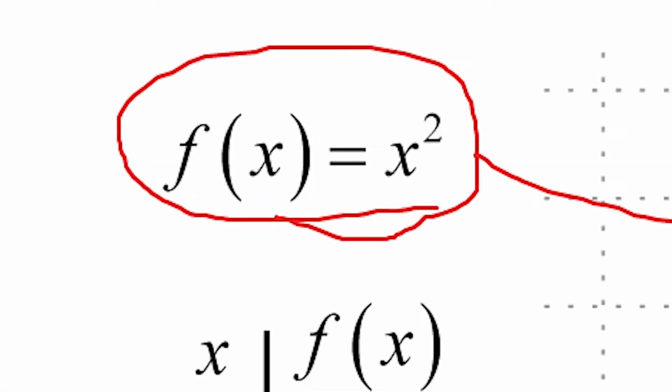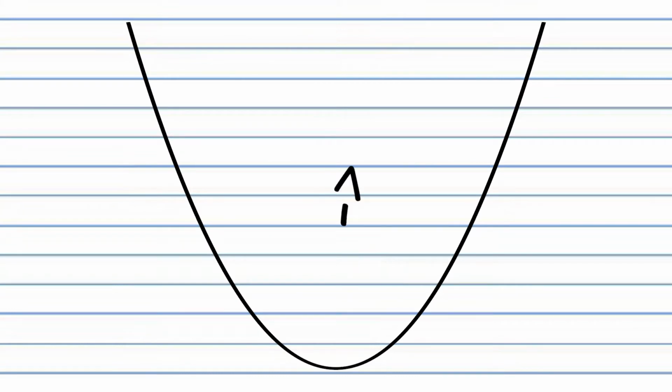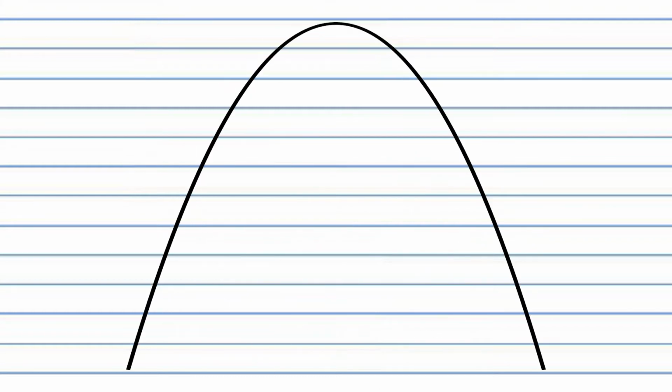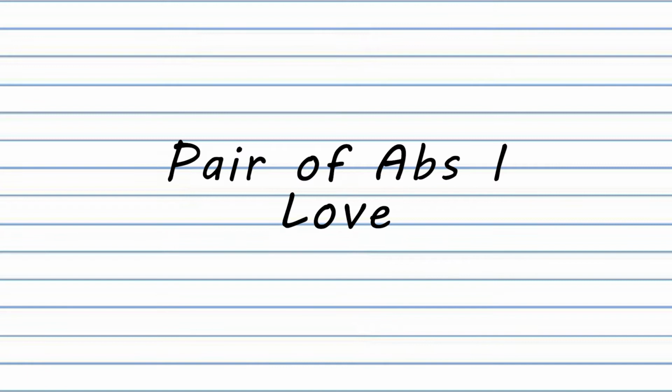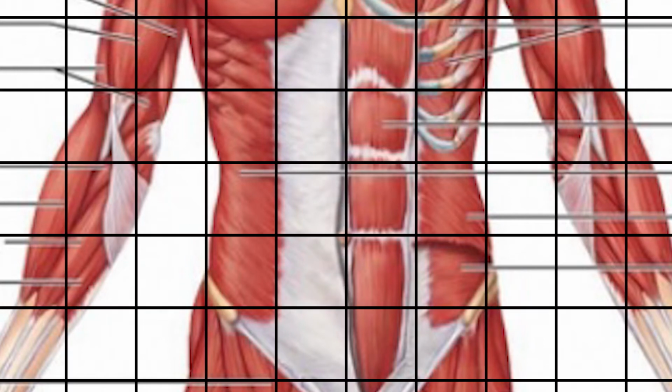In a quadratic function, the graph is a curve called a parabola. Parabolas may open upward or downward and vary in width or steepness, but they all have the same basic U-shape. Because there is a negative sign before the coefficient, we can take the U-shape and flip it. Now, if we take a diagram of a human body and take that same flipped U, where does it connect? It connects at the abs. Parabola, more like pair of abs I love. But what do abs have to do with graphs? If you have defined abs, it looks like a small grid, just like a graph.